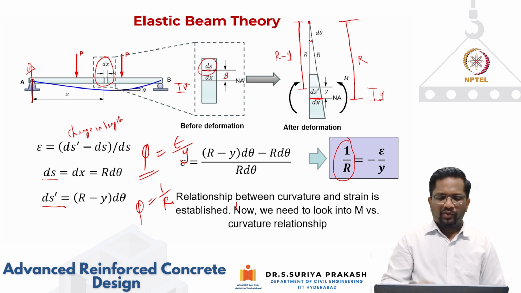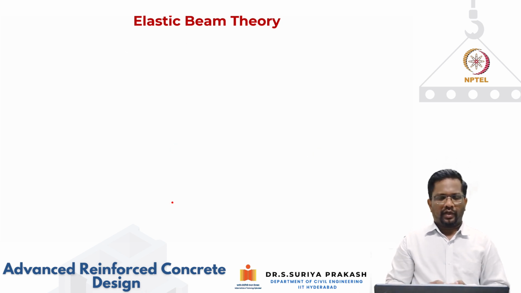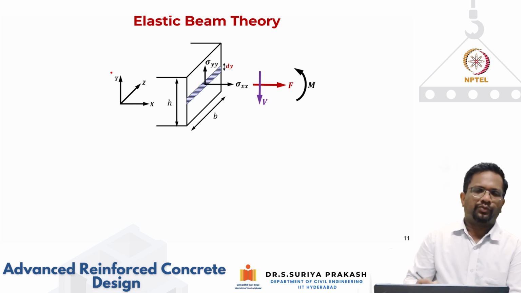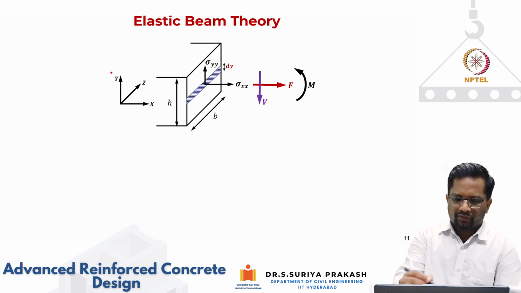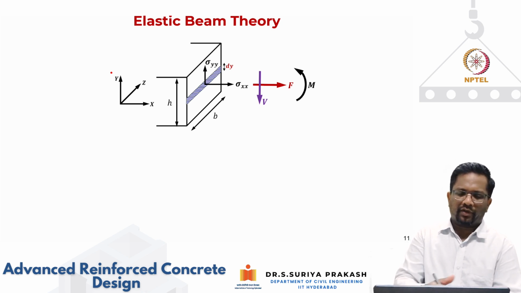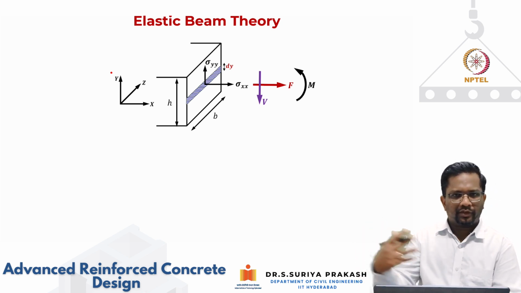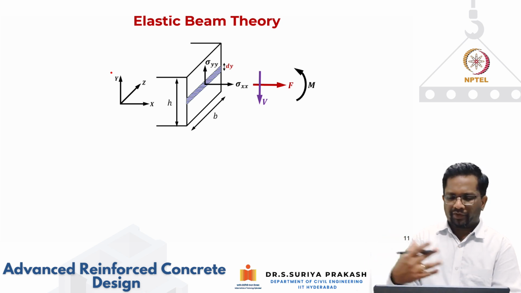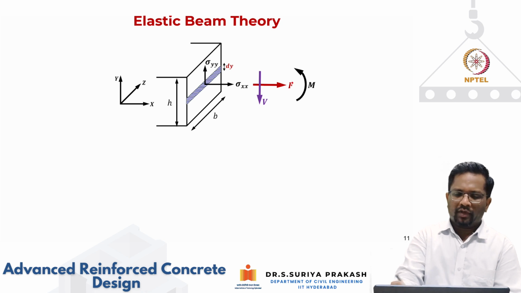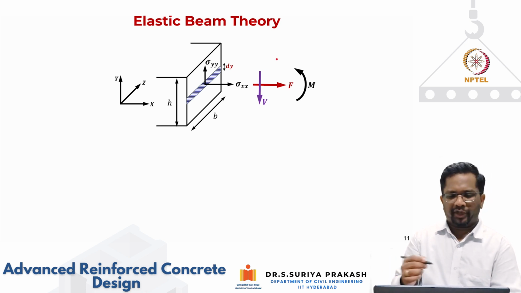Now let us see how the curvature and moment are related. For that, we will again go through simple elastic beam theory. I am taking a small cross section with the Cartesian coordinate system x, y, and z like this. If you look at the internal forces, of course, this particular section can be subjected to a horizontal force, which can be compression or tension, or it can be subjected to shear, which is V, or it can also be subjected to a bending moment.